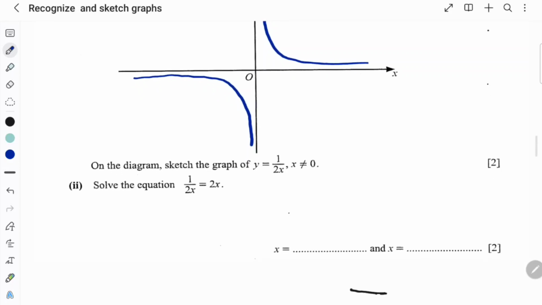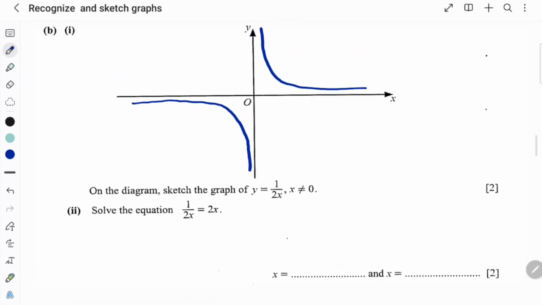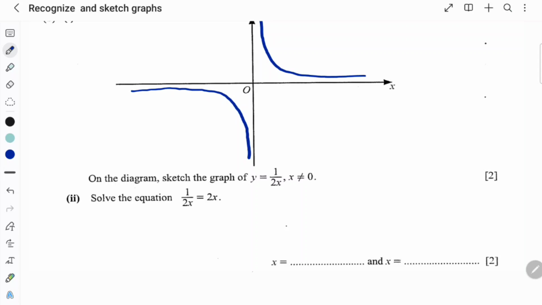Okay, so this is a sketch of y equals 1 upon 2x. Now the second part of this question: solve the equation 1 upon 2x equals 2x. It's a simple question, cross multiply.